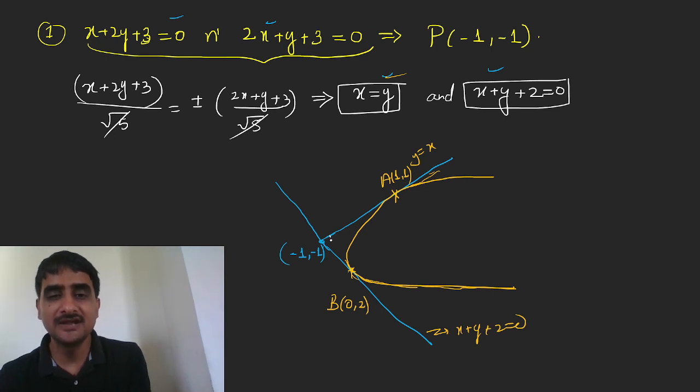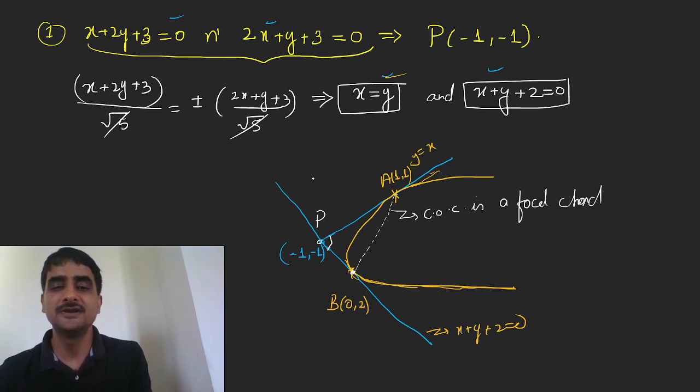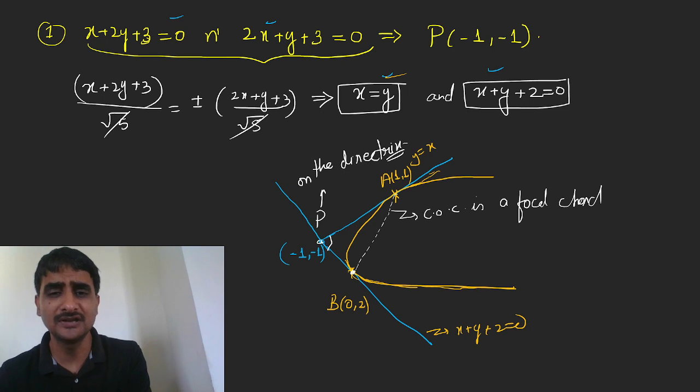See, since the tangents are perpendicular, the line segment joining points A and B, the points of contact, that is the chord of contact with respect to the point P -1 comma -1, has to be a focal chord, isn't that? And of course this point should lie on the directrix, because from the point on the directrix only you can have perpendicular tangents to the parabola, or like to any conic it should be on the director circle, and for parabola the director circle is its directrix only. Okay, so it lies on the directrix.